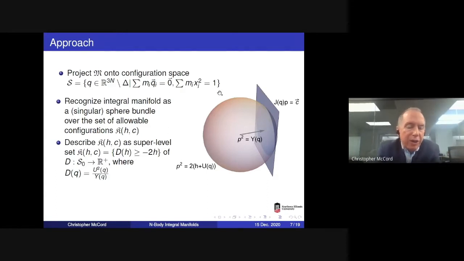Not every configuration is possible when you project. Some are allowed, some are forbidden. You can see what's allowed and forbidden by thinking about the fiber over such a point, back up in momentum space.